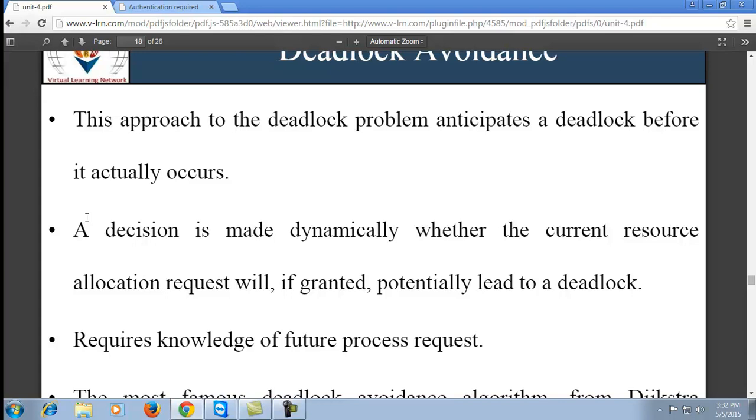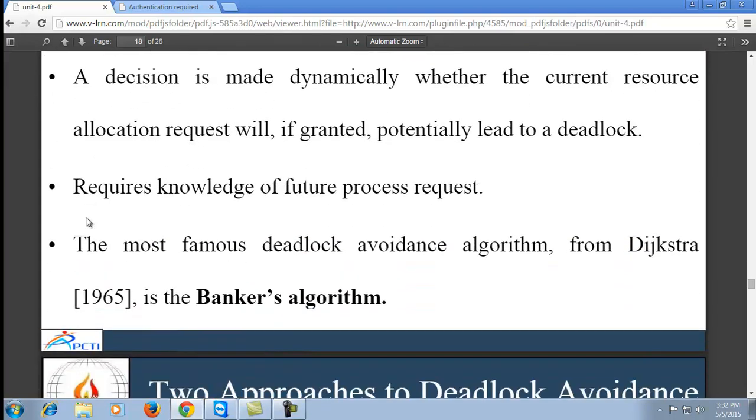If any allocation made by a process or by the operating system causes deadlock, then do not allow that kind of allocation for any process. It requires knowledge of future process requests. If we have to allocate some resource, then try to know about the future requests for other resources. The most famous deadlock avoidance algorithm, from Dijkstra, is the banker's algorithm.